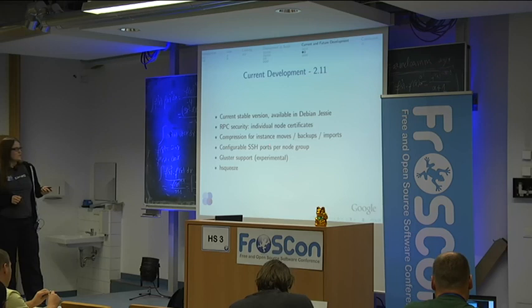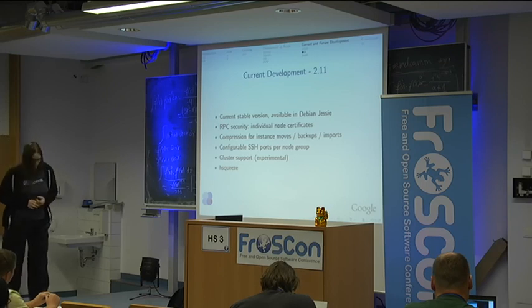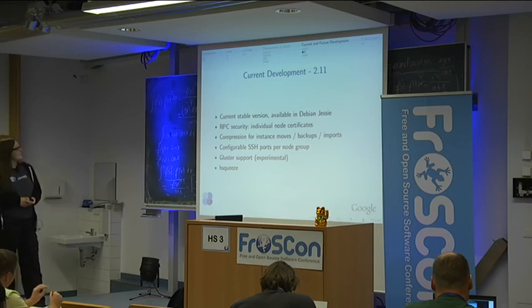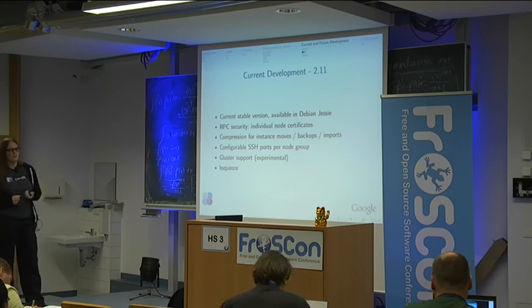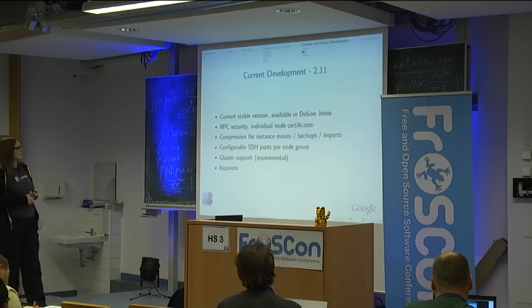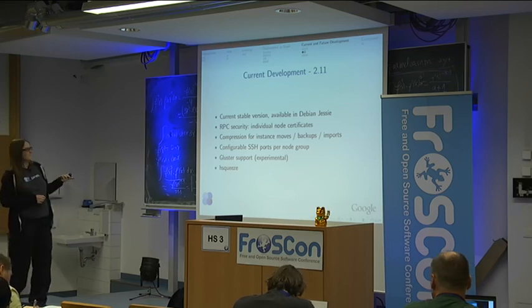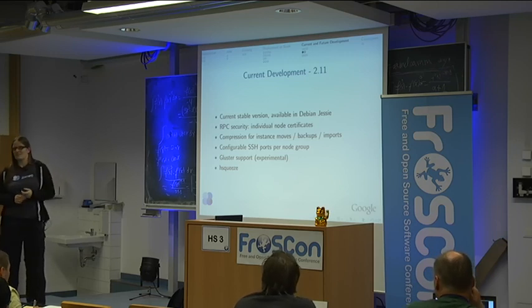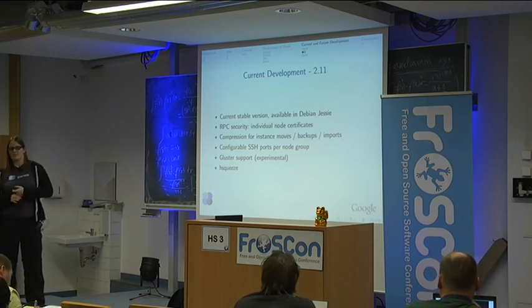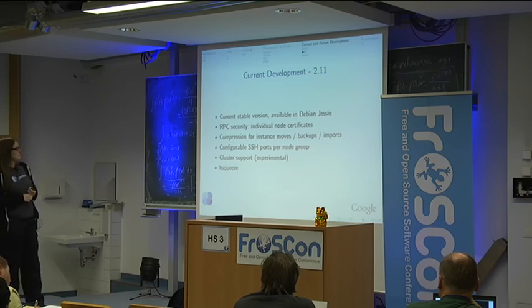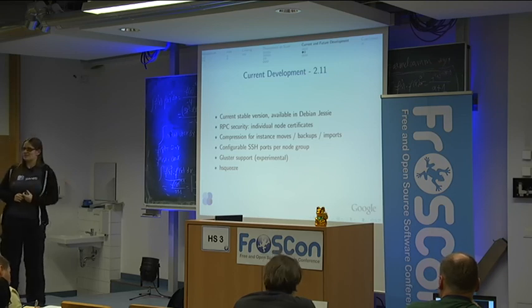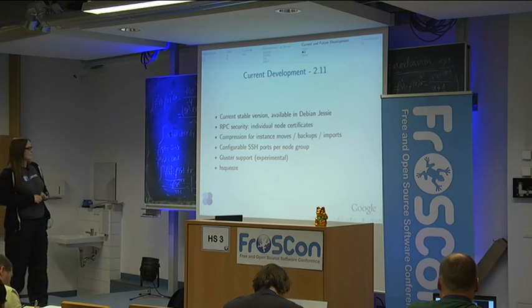For the instance moves, the cross-cluster instance moves, we now have compression for slow network setups. You can now configure SSH ports and not only the standard port. We have cluster support now integrated, so this is still flagged experimental, which is, I mean, it's fairly new and we don't have so much feedback yet from real life setups. So if you want to try this out, we're happy to get any feedback on this.